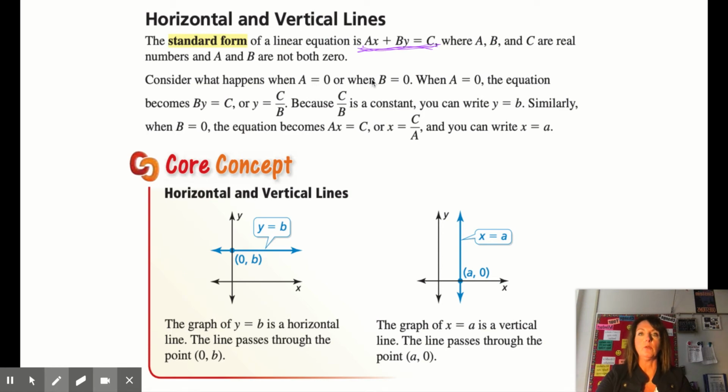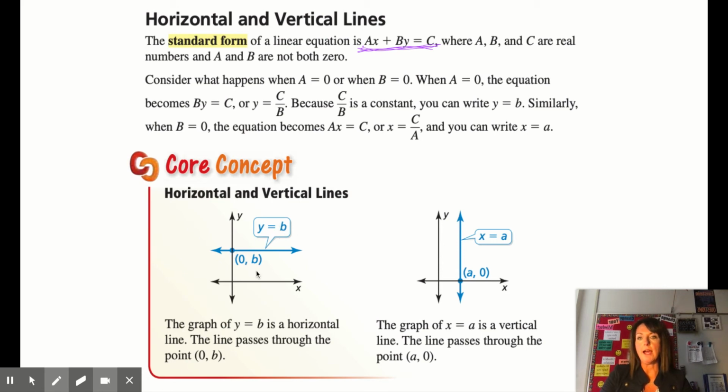a is equal to 0, or when b is equal to 0. When a is equal to 0, we have by equals c. This notation is just a lot of words and a lot of symbols, but let's take a look at the horizontal and vertical. So here's what happens. In a horizontal line, the graph of y is equal to b. So in a horizontal line, all the y values will be the same. Here's the y-intercept, at (0, b), whatever this number is.